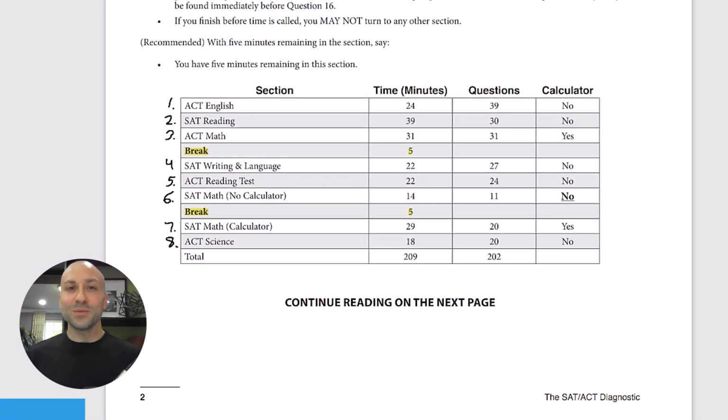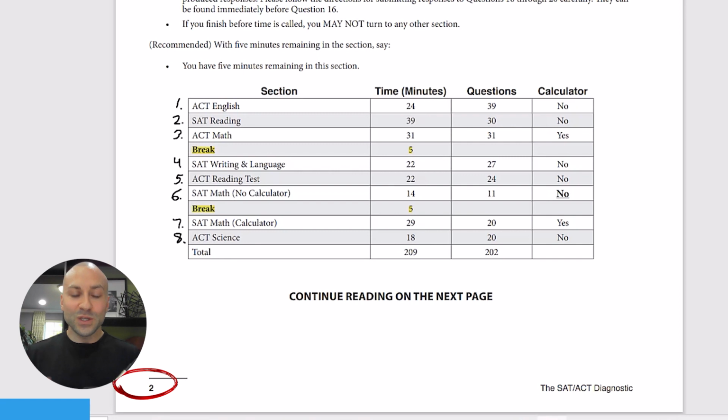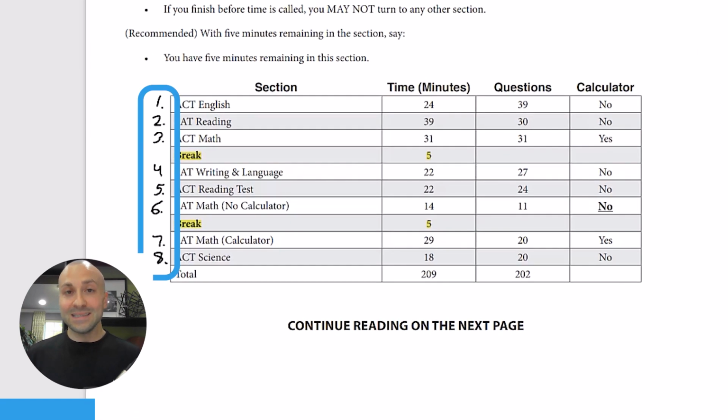So let's go ahead and look a little bit more closely at the time constraints. When you go to page 2, you'll notice that there's 8 sections to the diagnostic, and it basically alternates between ACT and SAT, and it's abbreviated versions of each of these sections. So that way, in that 3.5-hour time period, you're essentially getting a full SAT under your belt and a full ACT, but it's abbreviated versions of each.